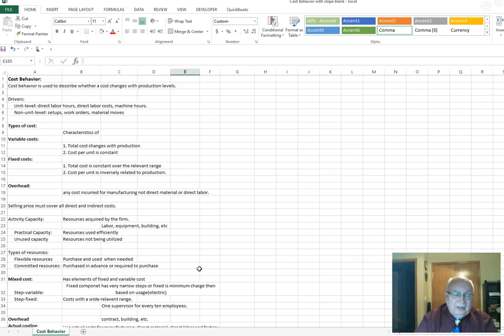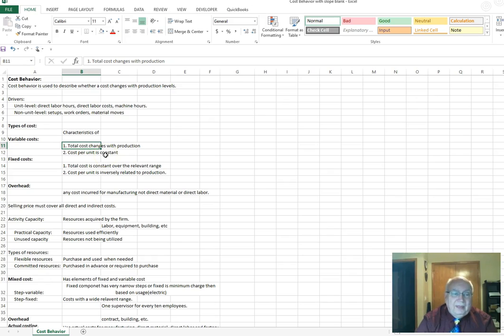We have two types of costs that we're going to deal with mainly. There are other types, but we have to break them down to these two. One is variable costs. Now, there are two characteristics of a variable cost, and these are important. Total cost changes with production. And it's going to be very specific. You have to have total cost changes because there's another type of cost we're going to be talking about, and that's the cost per unit. For variable costs, the cost per unit is constant, but the total changes with production. So as production increases, the total variable cost will increase, but the cost per unit stays the same.